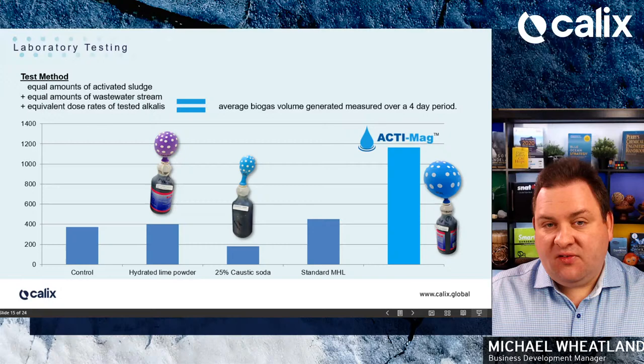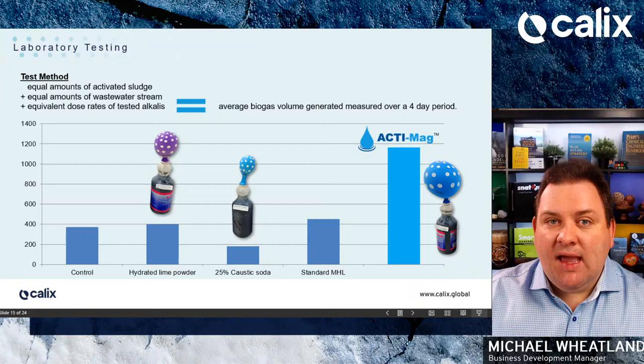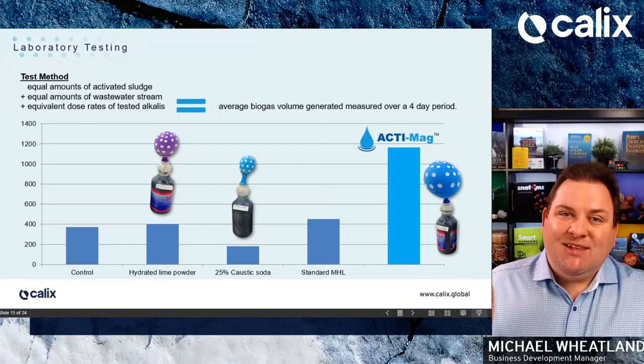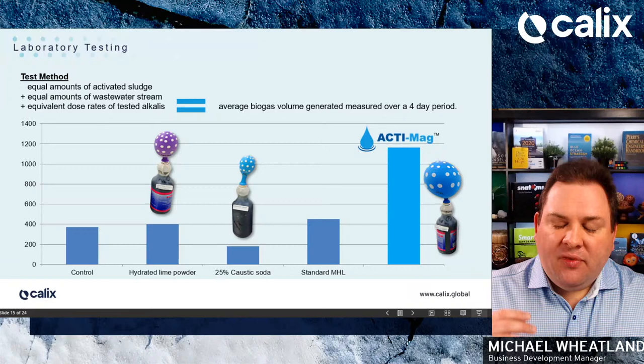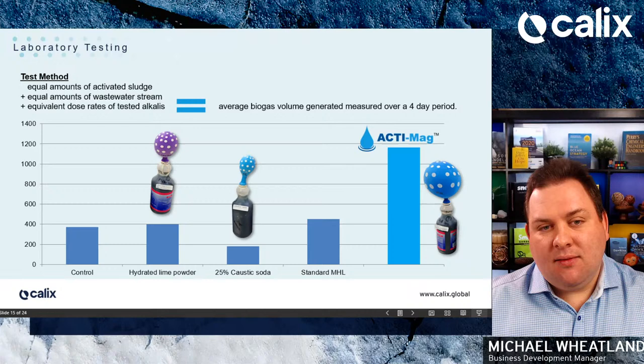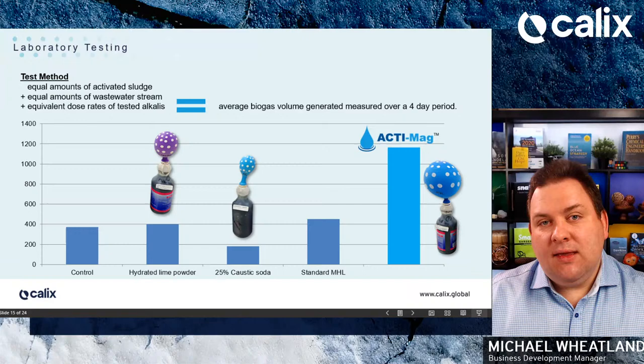Then standard MHL, so commodity grade magnesium hydroxide. We added that and compared that against the ACTI-Mag as well. It improved because it increased the alkalinity, but commodity grade magnesium hydroxide doesn't have the high surface area that ACTI-Mag has. So it does seem to be that the high surface area, really high quality products that Calix produces to make that ACTI-Mag, has a significant impact on the amount of biogas that can be generated.